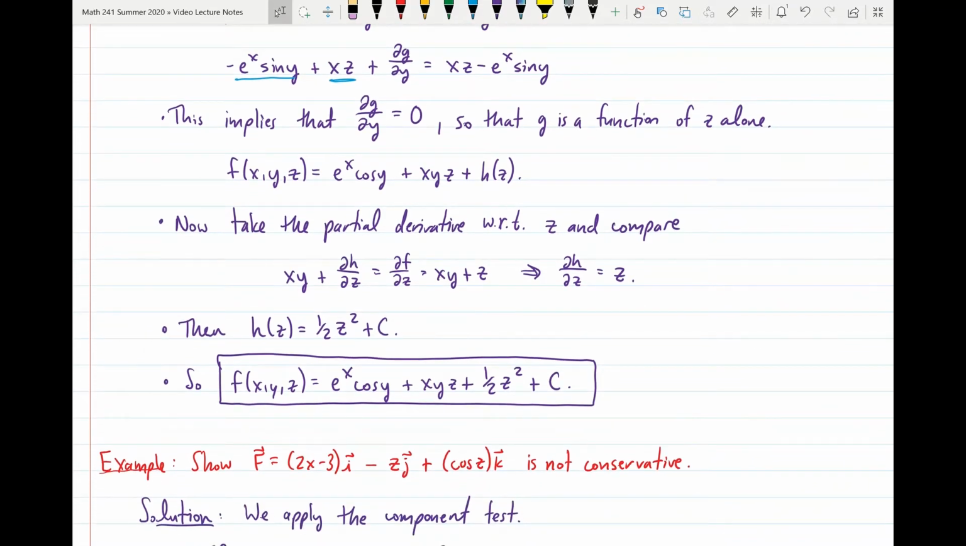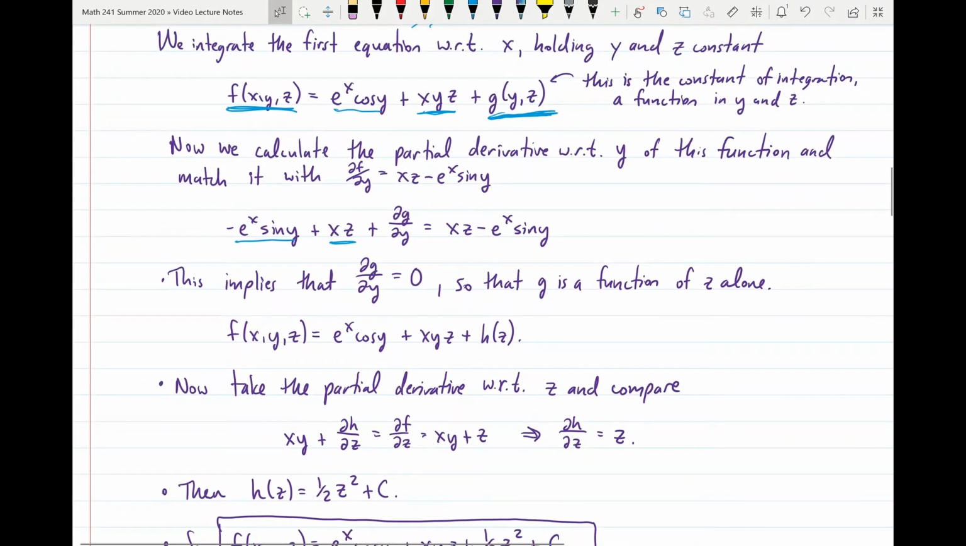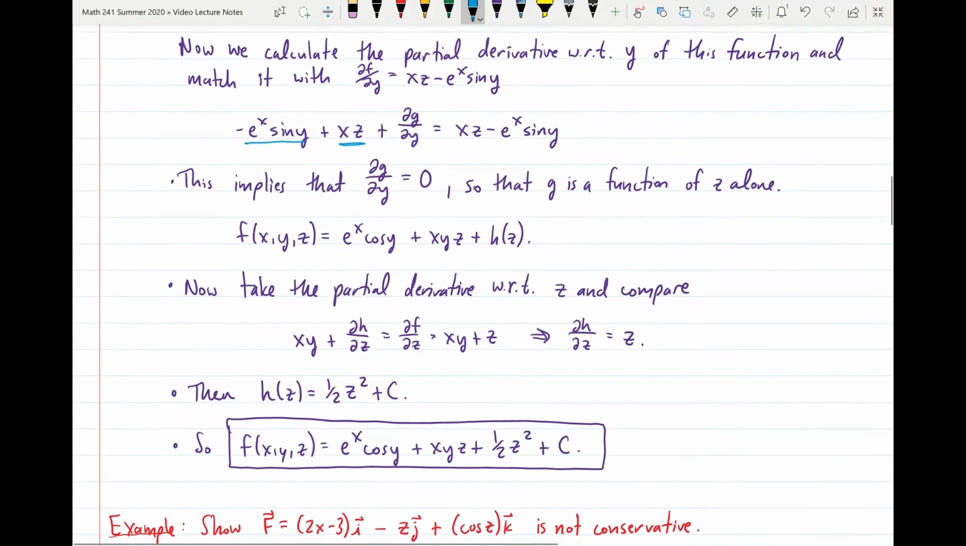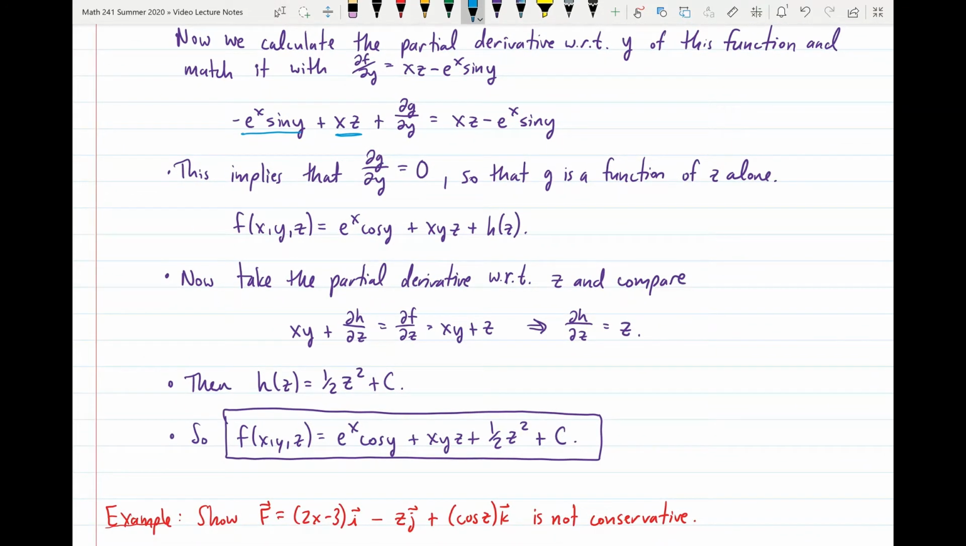And then finally, we can now take our f of x, y, z that we've kind of been constructing. So that was the original construction, but we have this constant of integration at the end. And now we can write it as f of x, y, z is equal to e to the x cosine y plus xyz plus h of z.